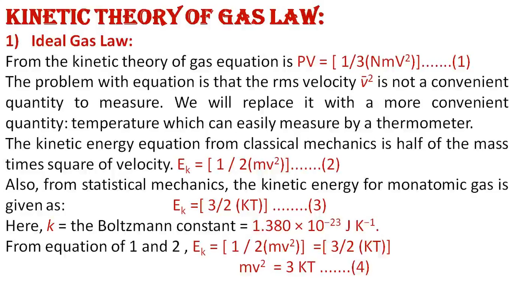From equations 1 and 2, Ek is equal to 1 half mv square is equal to 3 by 2 KT. So the same term on both sides is cancelled, that is the 1 by 2. So you will get mv square from the left hand side and 3KT from the right hand side.